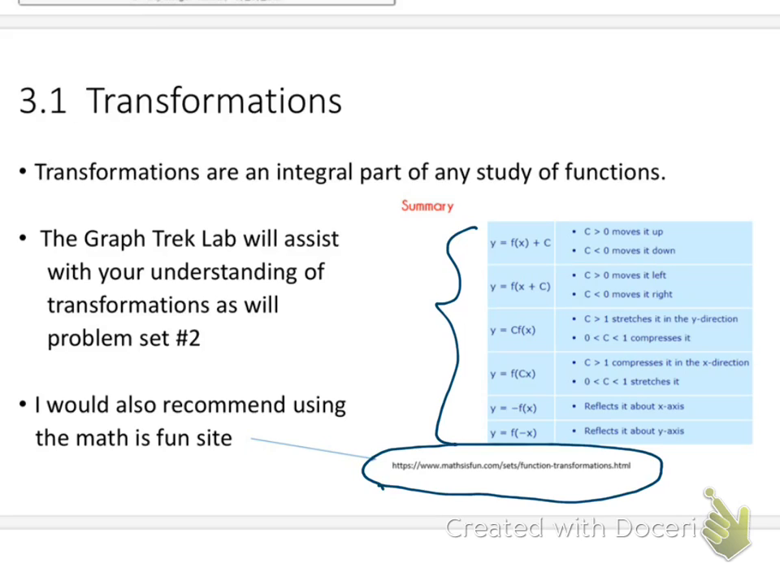And just utilize your graphing calculator. Graphing calculators are wonderful for being able to see patterns quickly. You don't have to graph everything by hand. You can see a pattern a lot quicker using your graphing calculator. So go ahead and start to own these transformations.